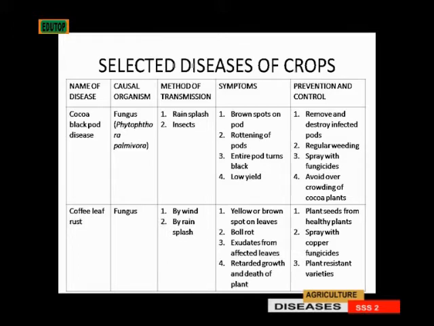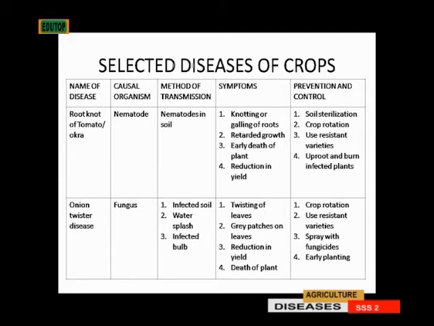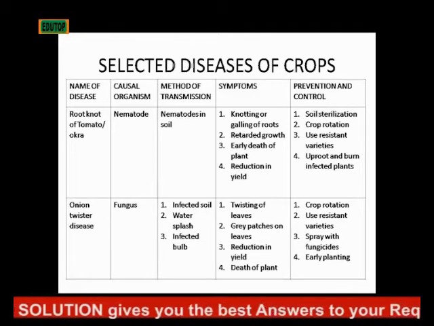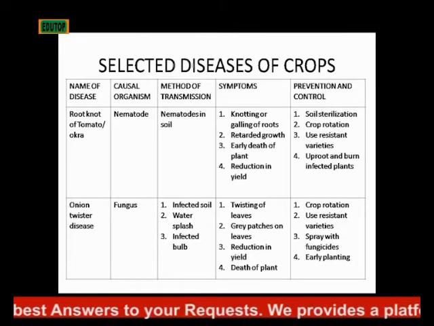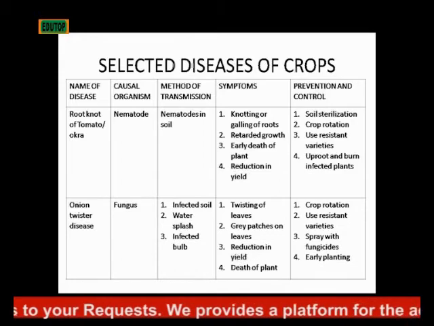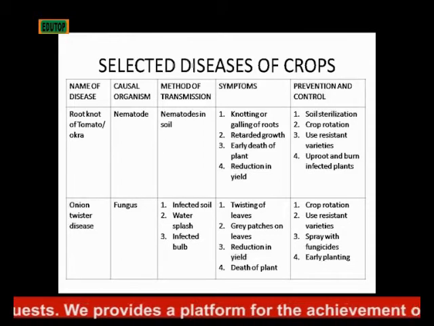The next disease is root knot of tomato or okra. This is caused by a nematode, and the mode of transmission is the nematode in the soil. The symptoms you observe on a diseased tomato or okra with root knot is that the roots will be knotting, just as the name says. Then there will be retarded growth, early death of plants will set in, and a reduction in yield. How do you prevent root knot disease of tomato and okra? You sterilize your soil, do crop rotation, then use resistant varieties of seeds, then uproot and burn infected plants.